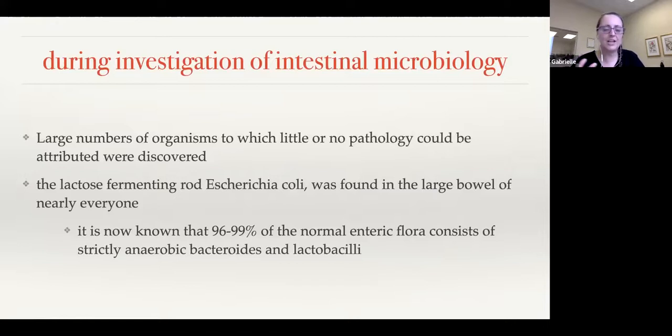So during the investigation of this intestinal microbiology, the researchers saw that there was little or no pathology that could be attributed to the huge number of bacteria that were found in the flora of our gut. Something like E. coli was found in the large bowel of nearly everyone. And it's known that up to 99% of the normal enteric flora consists of strictly anaerobic bacteroids and lactobacilli.